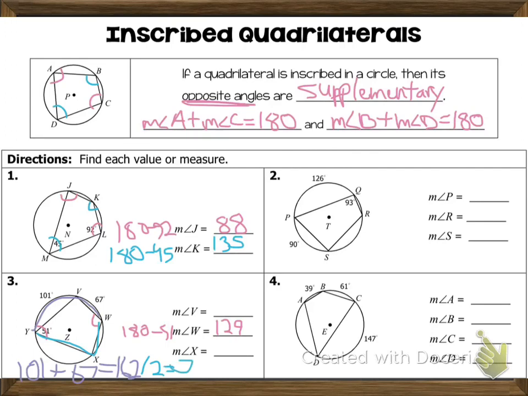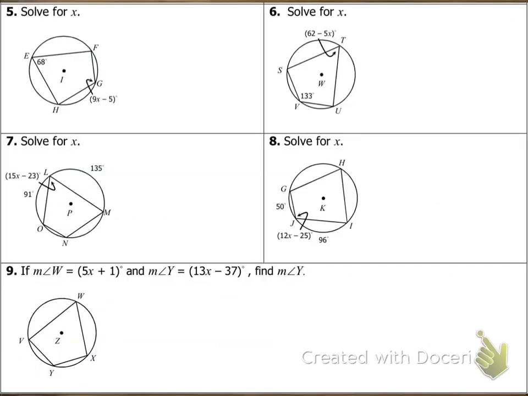So draw a little arrow to X here. It's going to have a measure of 84. So now I can find V, because V is directly across from X. So if I do 180 minus 84, that is going to give me a measure of 96. So let's do some more.